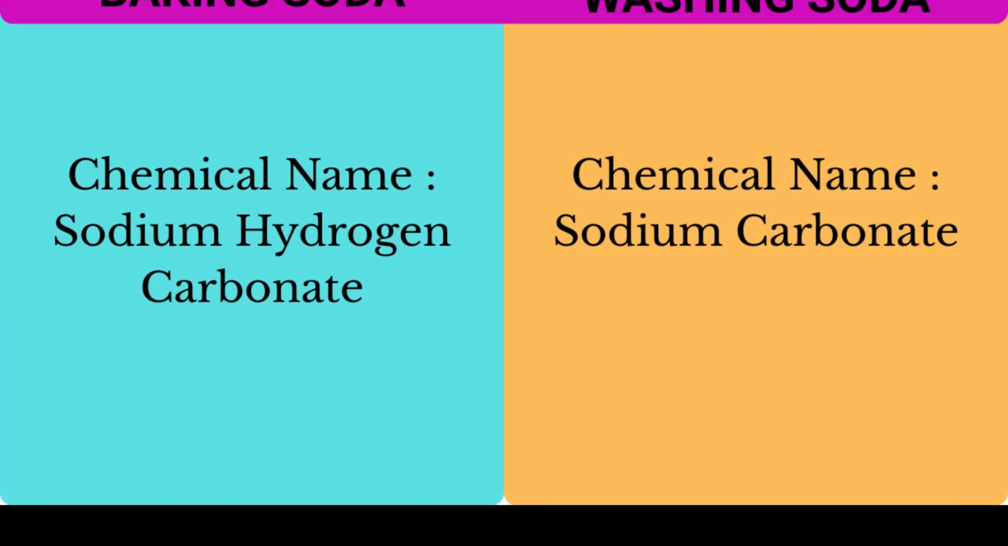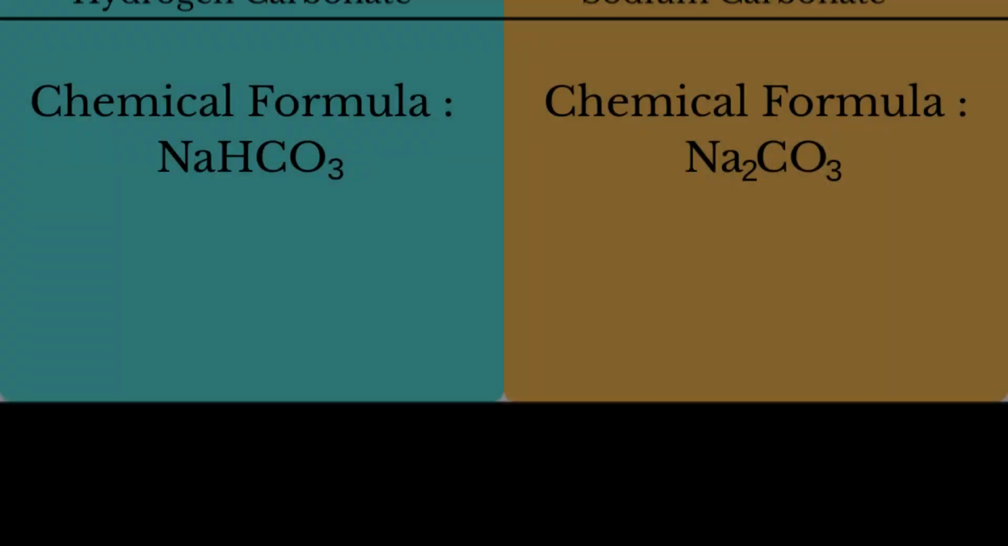The first point what we have to mention here is the scientific name. The scientific name of baking soda is sodium hydrogen carbonate, while the scientific name of washing soda is sodium carbonate. Immediately below that, you have to write its chemical formula. The chemical formula for baking soda is NaHCO3, while the chemical formula of washing soda is Na2CO3. So you have to mention the chemical formula.